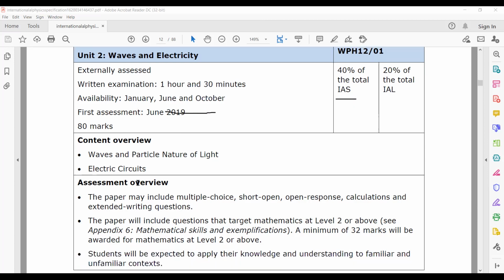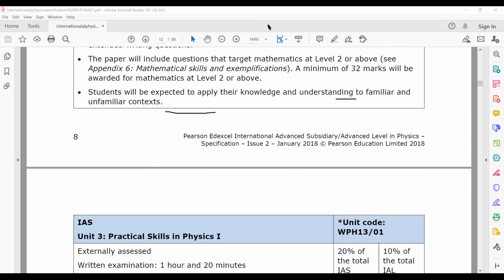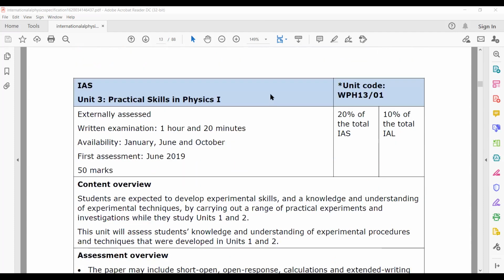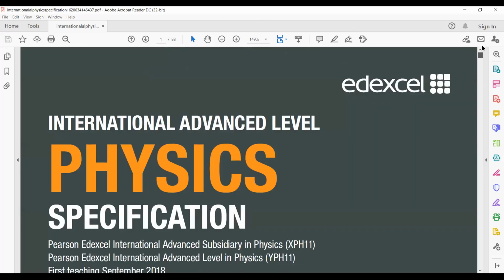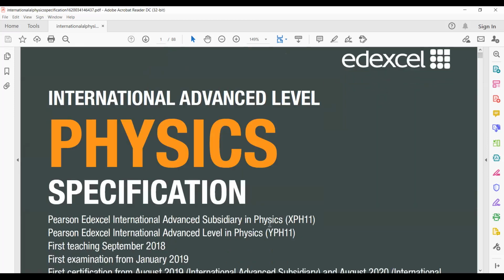It includes waves, the wave and particle nature of light, as well as electric circuits. Unit 3 is about practical skills in Physics 1. The duration for this exam is 1 hour 20 minutes, maximum marks 50, and 20% of your A level result is based on this. Then Units 4, 5, 6 are for A2 or A level. So basically the subject code is XPH11 and the unit codes are WPH11, 12, and 13 for AS.